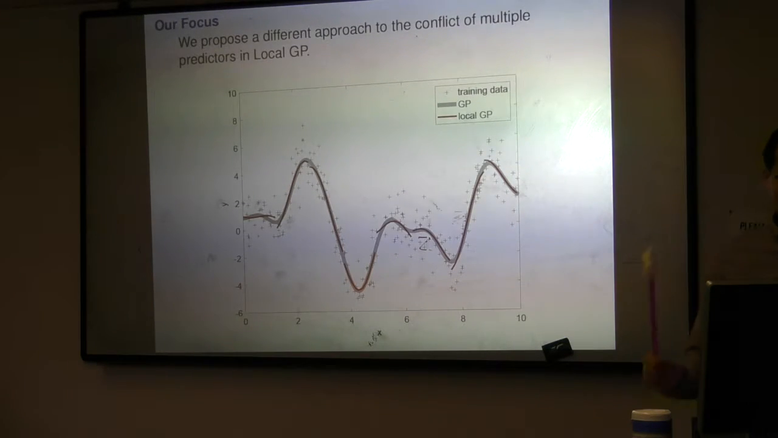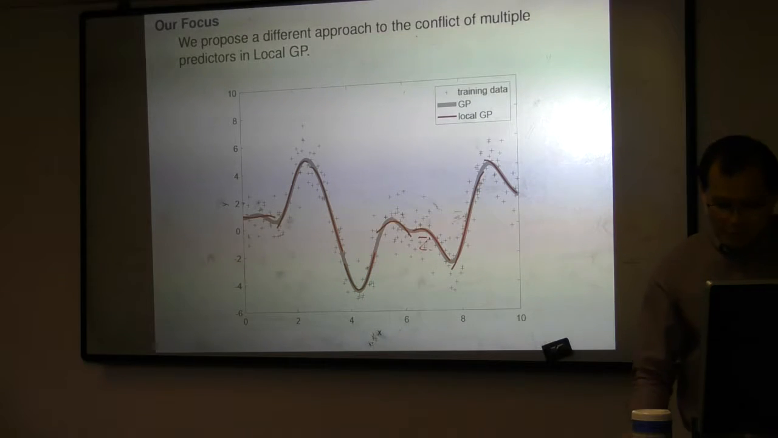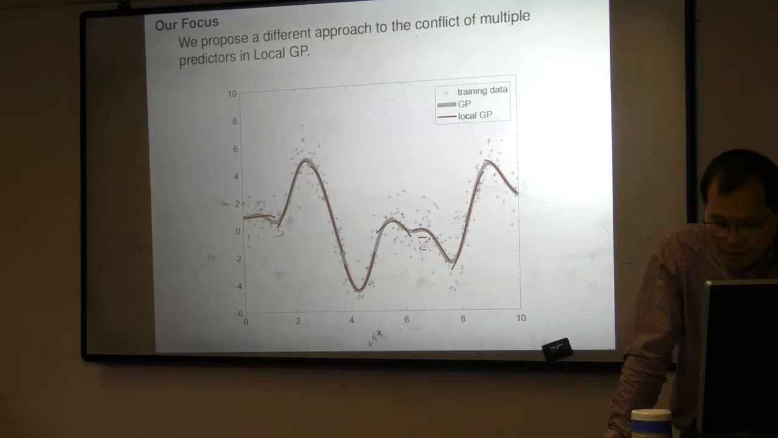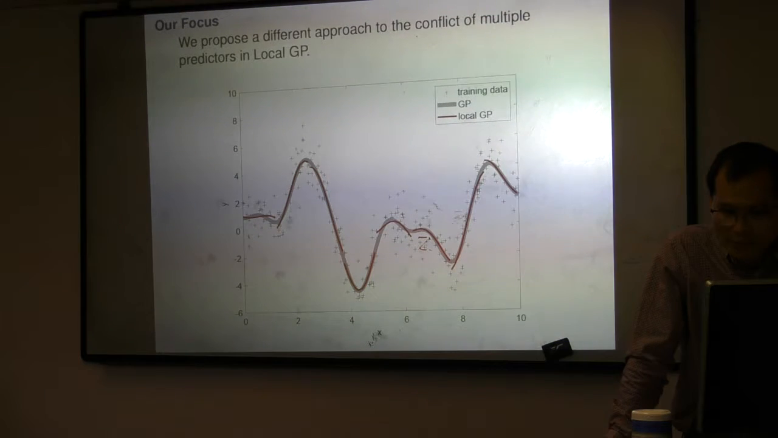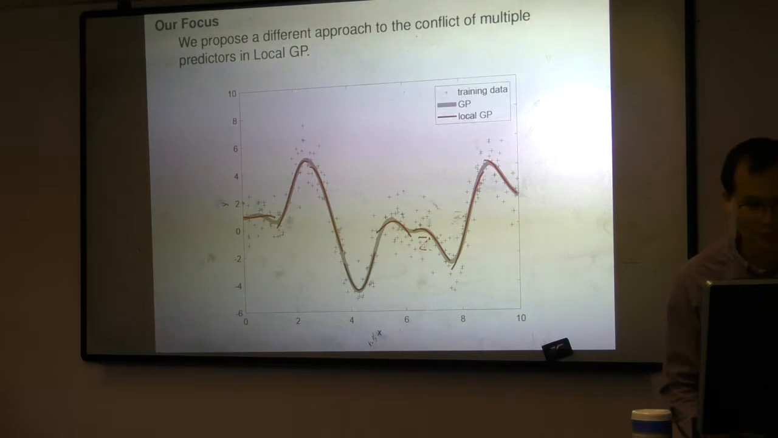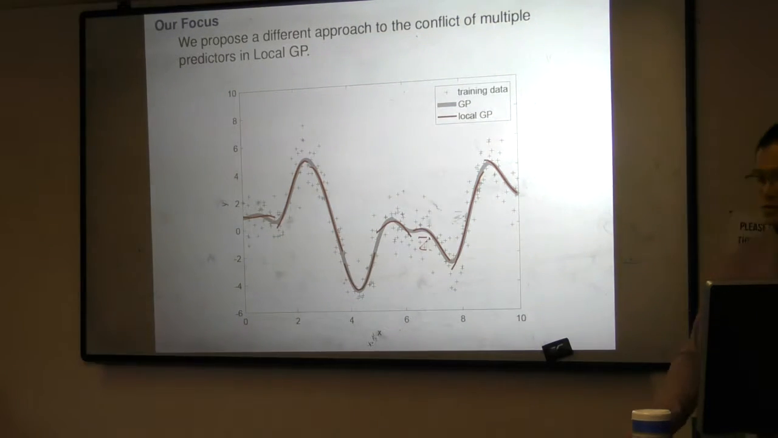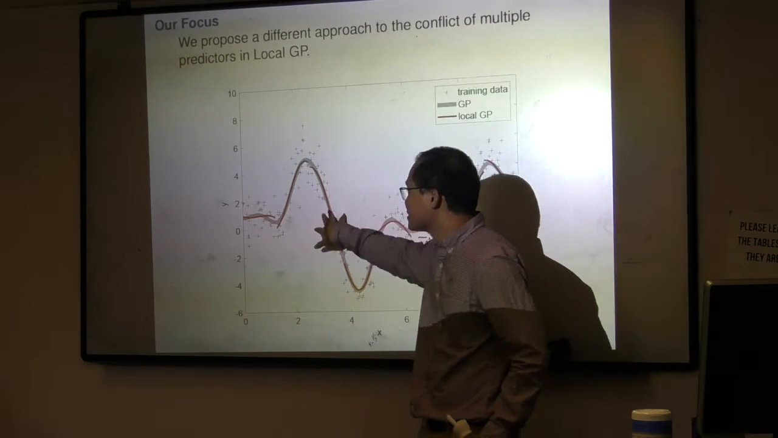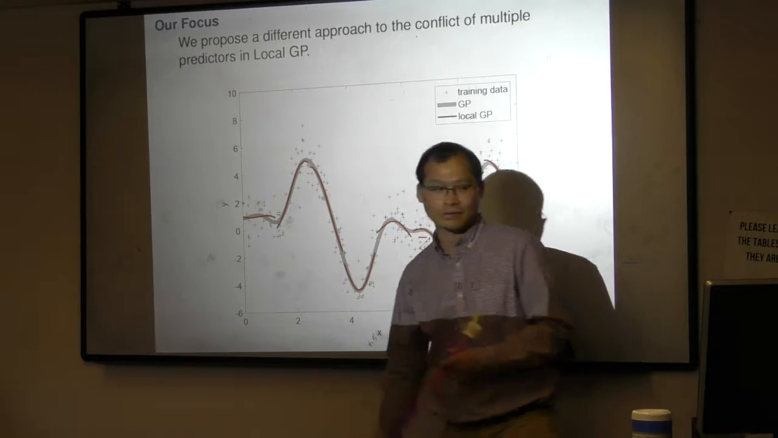So the focus of this talk is: can we solve the conflict of predictors issue in some other way? That's the major topic of this presentation. It is so-called patchwork kriging, because we are patching the local pieces together in a more continuous way.